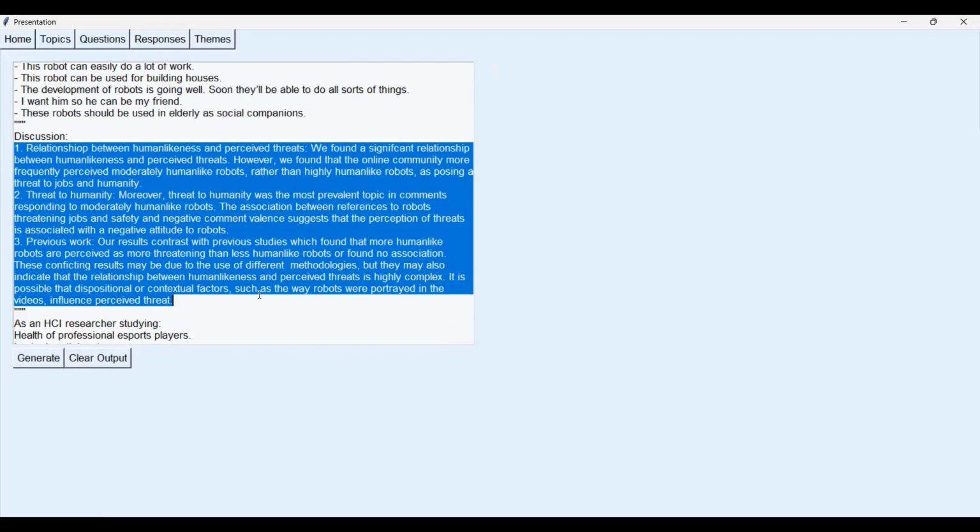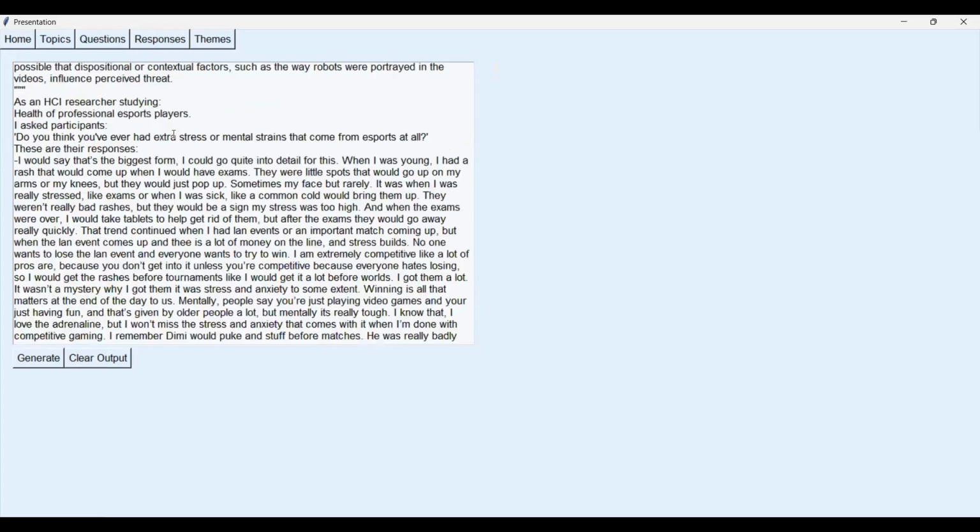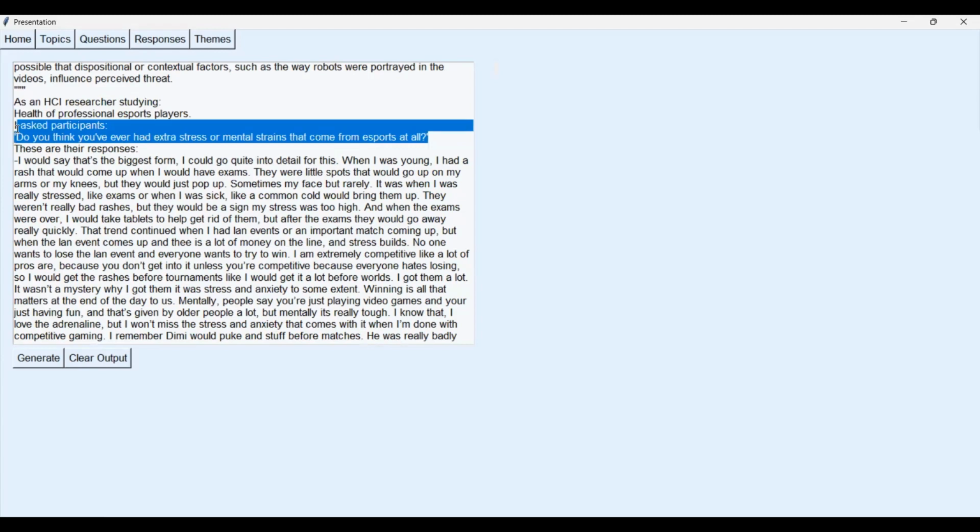The prompt then includes, so that is the example portion of the prompt. And then this next portion of the prompt is the request portion for the model to carry out. So this portion includes another research topic, here the health of professional esports players, and then another question related to professional esports players' experiences with stress or mental strains related to playing esports.